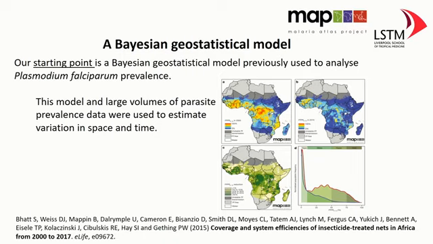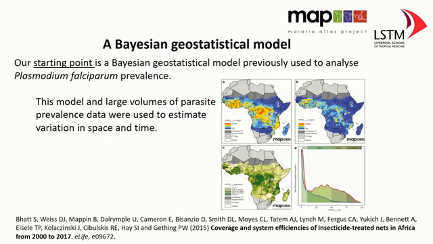Having talked a little bit about the data and the confounding factors in that, I'm going to move on to the modelling approach that we want to take. Our starting point will be a Bayesian geostatistical model that's been used previously to model parasite prevalence of Plasmodium falciparum, which is the example here, but also Plasmodium vivax. This model incorporates spatial dependence, but also temporal trends, and incorporates covariates. So a lot of the things that we want to take account of and cover.